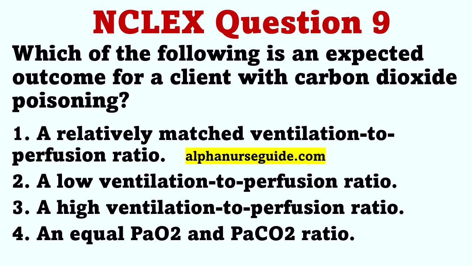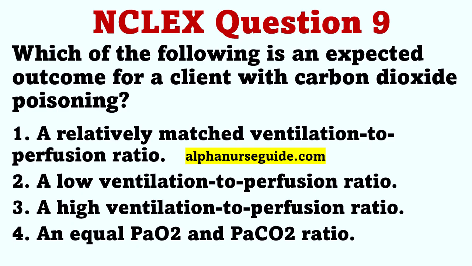Which of the following is an expected outcome for a client with carbon dioxide poisoning? 1. A relatively matched ventilation to perfusion ratio. 2. A low ventilation to perfusion ratio. 3. A high ventilation to perfusion ratio. 4. An equal PaO2 and PaCO2 ratio.